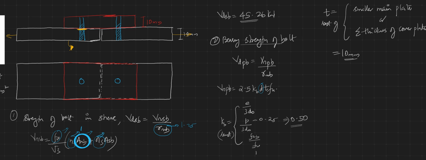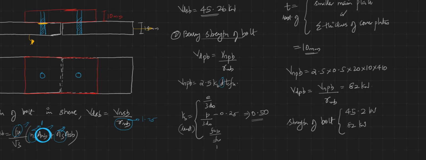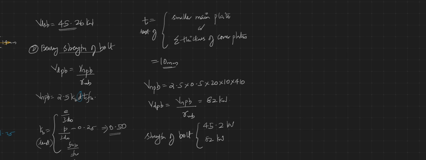Here the VNPB value will change: 0.5 into 20 into 10 into 410, and your VDPB will be VNPB divided by gamma MB. You'll get this value as 82 kilonewton. So the strength of the bolt is the least of your shear strength and bearing strength, that is 45.2 kilonewton and 82 kilonewton. When the shear strength reaches 45, it fails. It won't go up to 82. The bolt will fail in shear. So I could write that the strength of the bolt is 45.2 kilonewton.